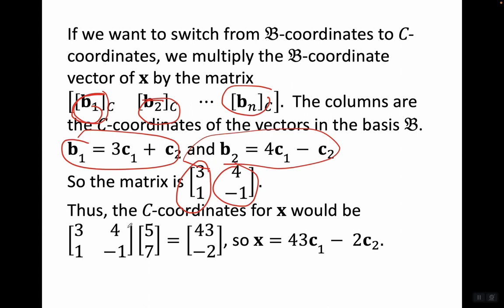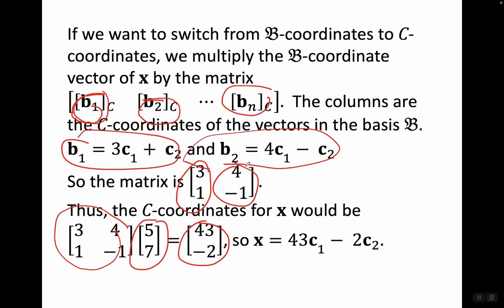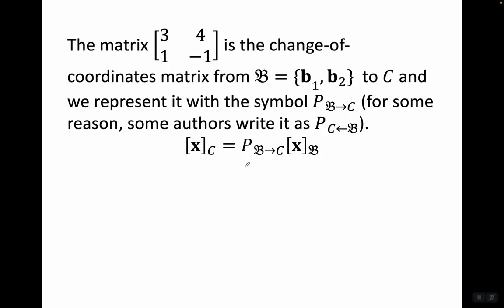Thus, the C coordinates for x are going to be, okay, so we have this matrix. These are the coordinates of x relative to 𝔅. Multiply those together, and we get the coordinates of x relative to C. In other words, x = 43c1 - 2c2. We can check our answer. x = 5b1 + 7b2. We saw that earlier. But since b1 is 3c1 + c2, and b2 is 4c1 - c2, multiply all this out, and we end up with 43c1 - 2c2, which we saw a moment ago was what the formula gave us. So it works.